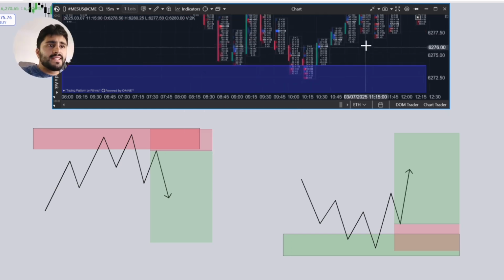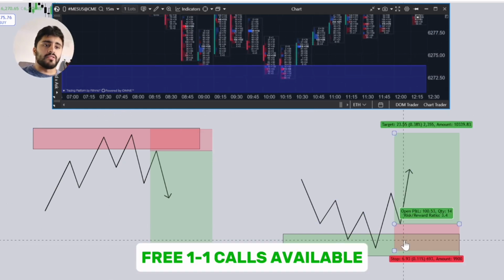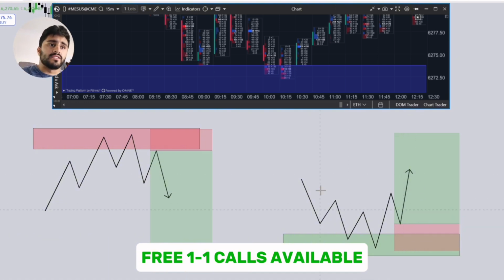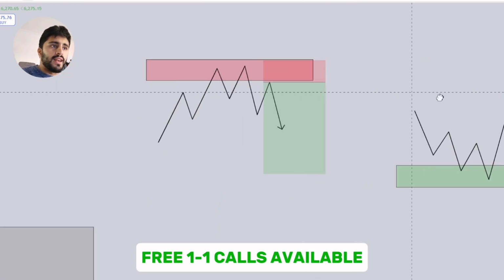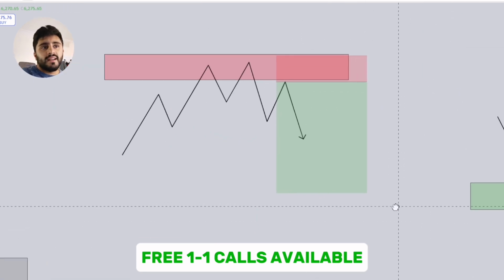So we have the ATAS platform at the top and we're going to be focusing on supply zones and demand zones, right? How can you actually predict what is going to go on inside of these zones? So let's break this down. If we just take a look on the left hand side, we have a supply area in red. So you need to understand a couple of things, right?